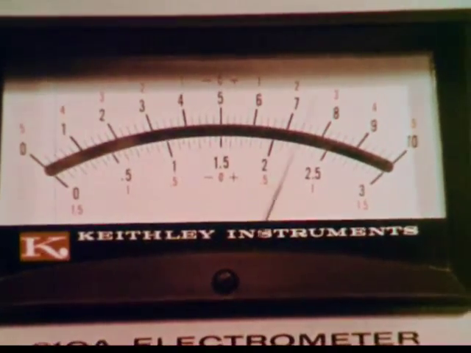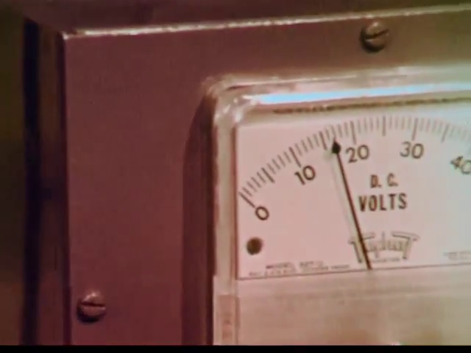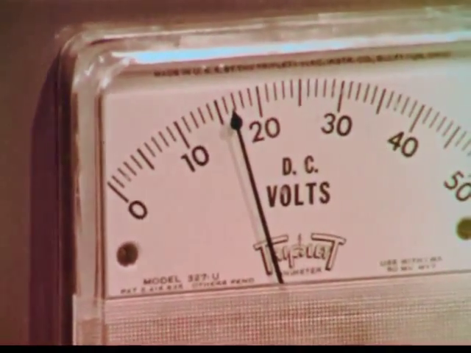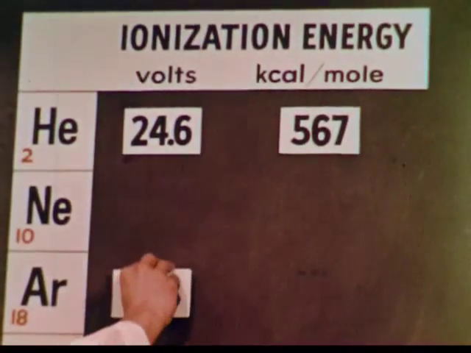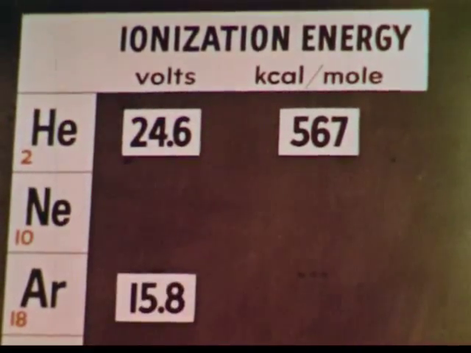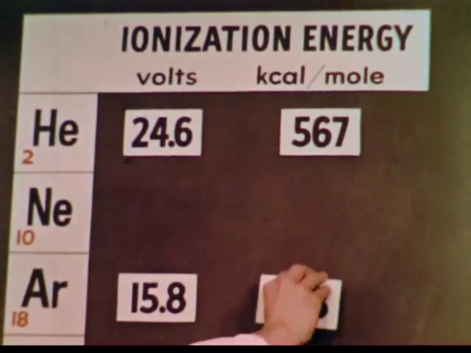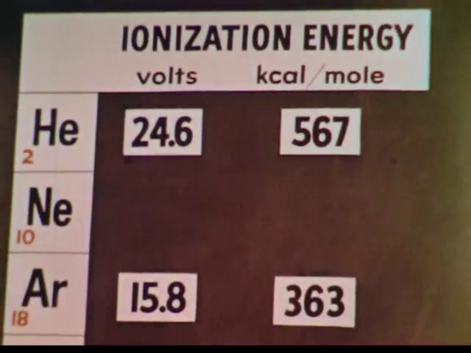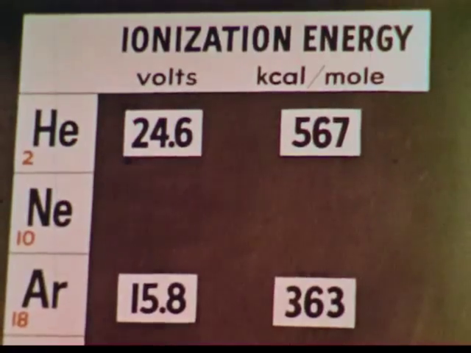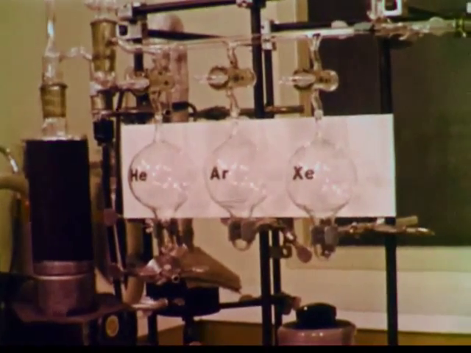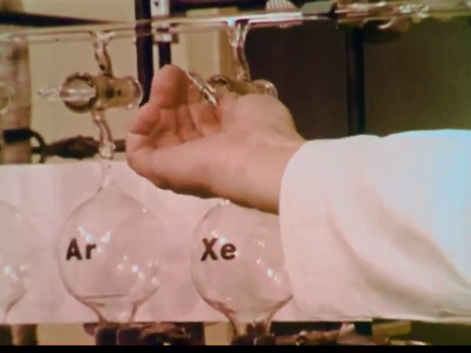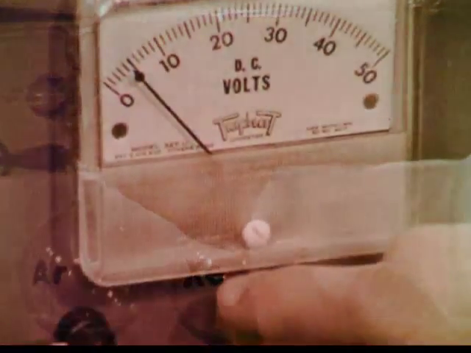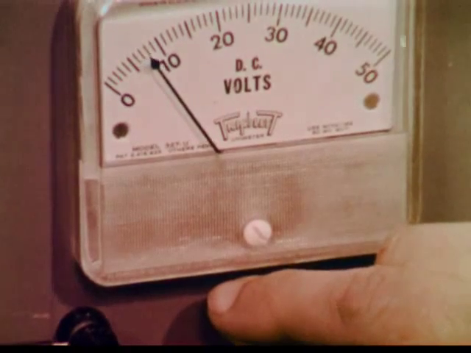There we go. Ionization begins. The reading is about 16.5 volts when ionization occurs. The accepted value is 15.8 volts, which corresponds to 363 kilocalories per mole. Now let's try the third gas. The argon has been removed, so xenon can be added to the empty cell. Now we're ready to measure its ionization energy.